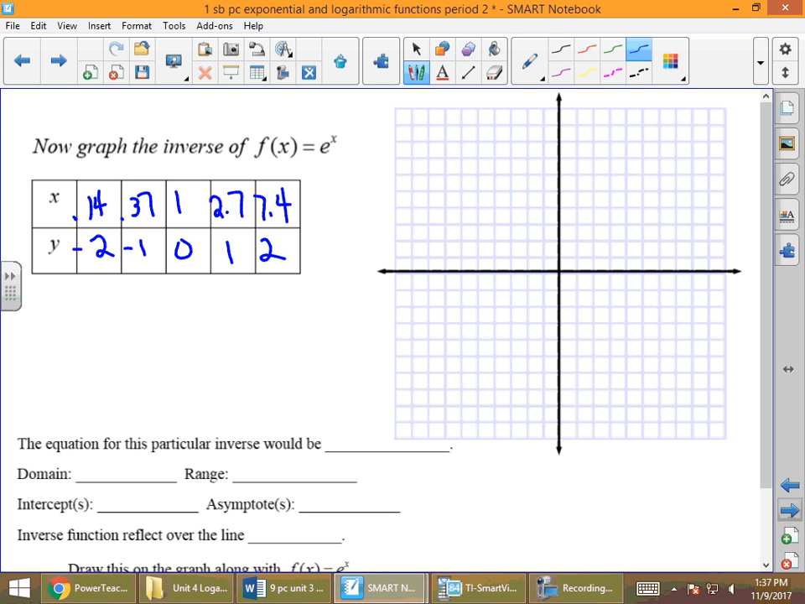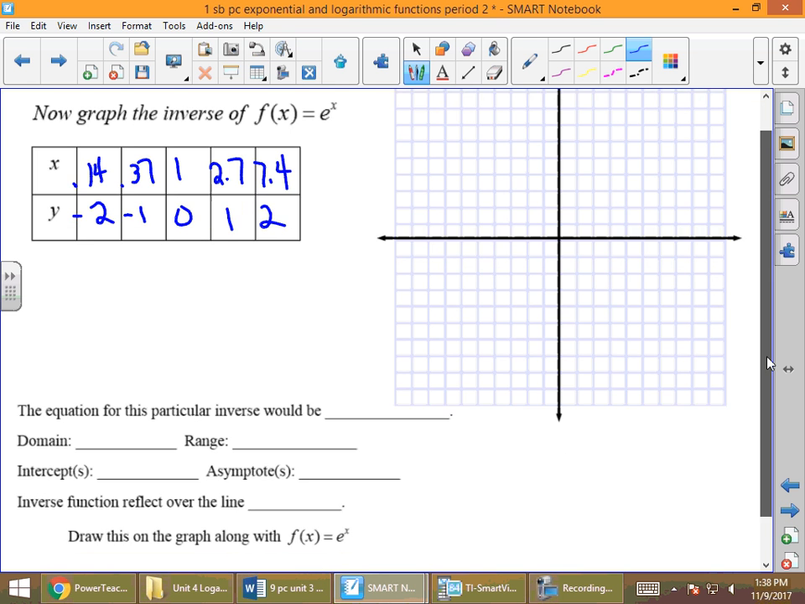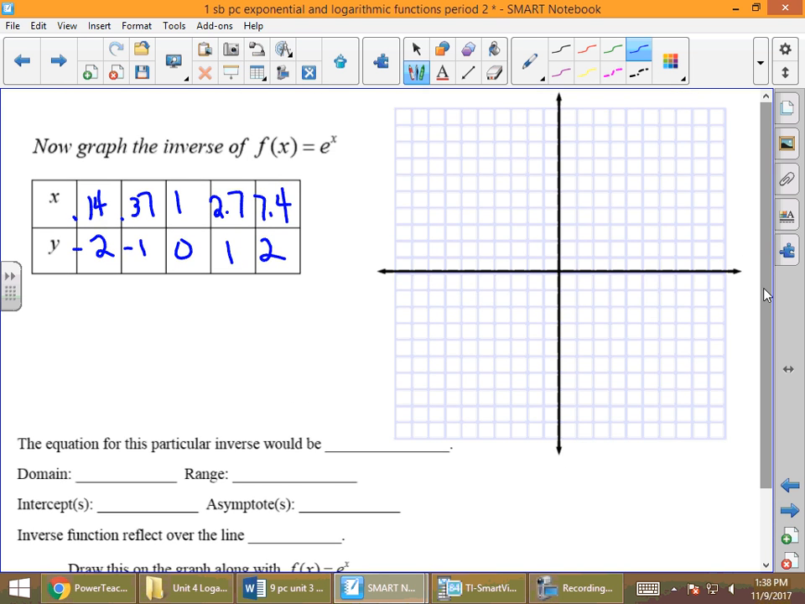And it says draw this graph along with f of x equals e to the x. But I'm going to graph it right now. Do the best that you can. I know that it's really a small amount. 0.14, negative 2. And 0.37, negative 1. And 1, 0. 2.7, 1. And then finally 7.4, 2. But it looks remarkably similar to our example from the front of our notes.